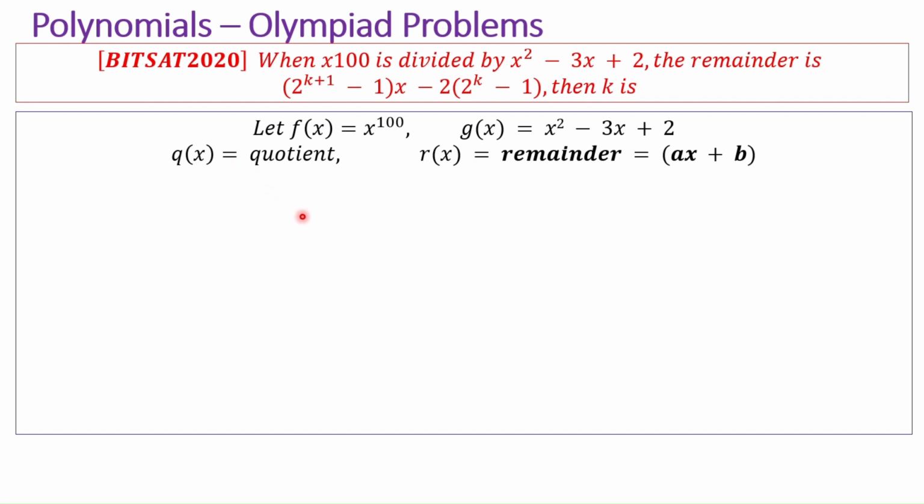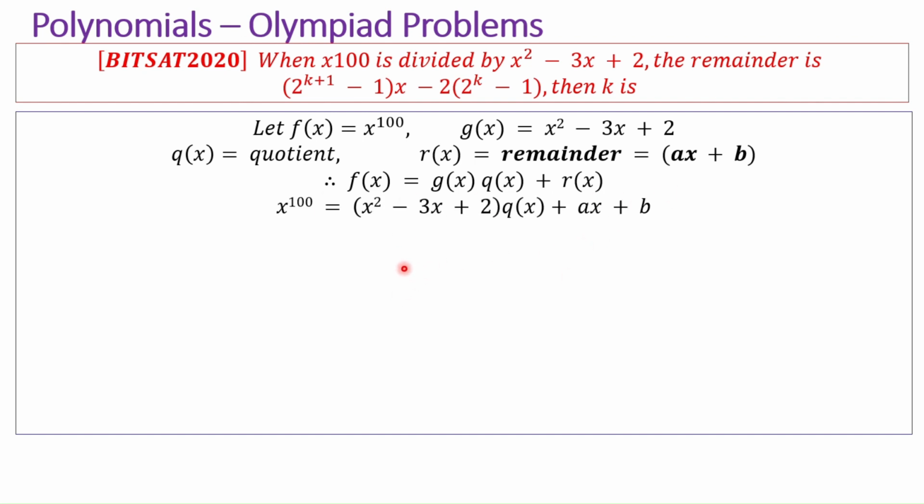This is a very important and very interesting problem to solve, actually. We are going down to the basics of functions. Now we know that f of x is equal to g of x into q of x plus the remainder, divisor times quotient plus remainder. This is the standard formula. Now I will replace the terms. x power 100 equal to x square minus 3x plus 2 into the quotient q of x, which I don't know the value of, plus ax plus b, the remainder. I need to find this a and b and then equate to these terms here.